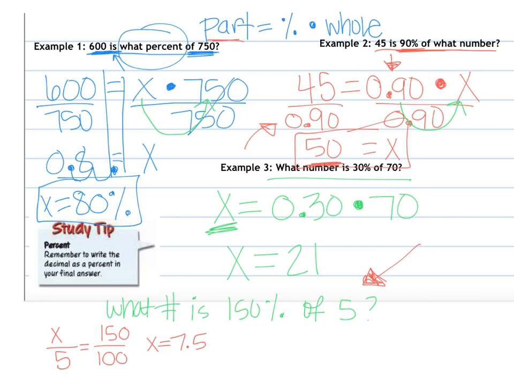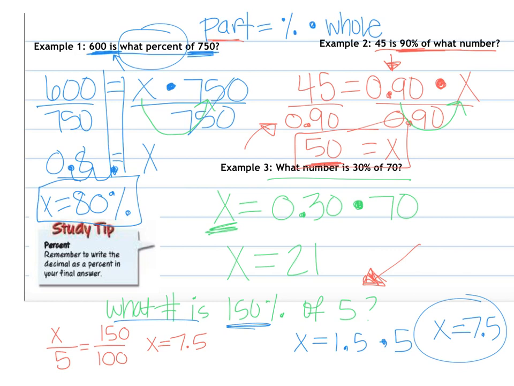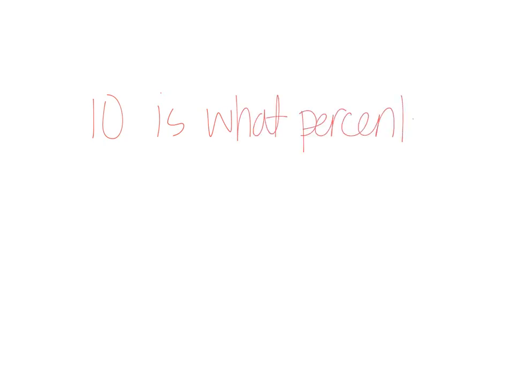I just want to do one other really quick. If we go back to this, just to set it up as a percent equation. So what number is, it would be X equals, and then here I'm going to change that to a decimal, which would be 1.5 times 5. And then we would solve it. 1.5 times 5 would be 7.5.